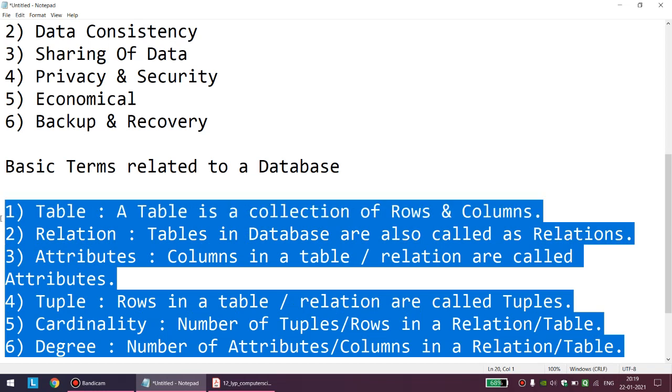See, database will contain tables. Obviously, tables will be in the form of rows and columns, correct? Generalized words I am speaking. Tables are also called relations, correct? Columns are also called attributes. Rows are also called tuples, and remember, do not confuse this with the tuple of Python.